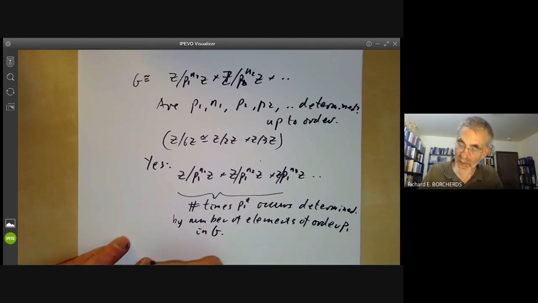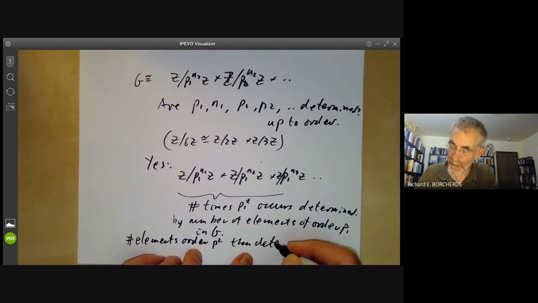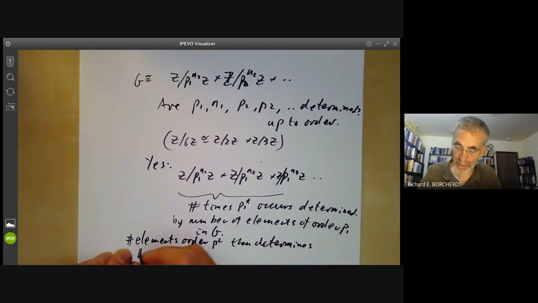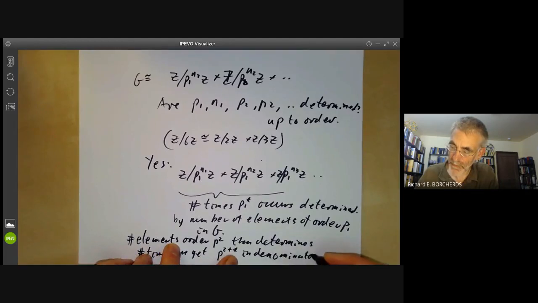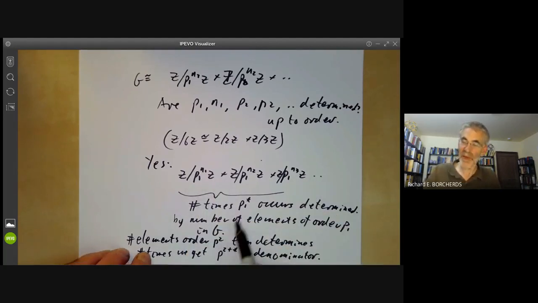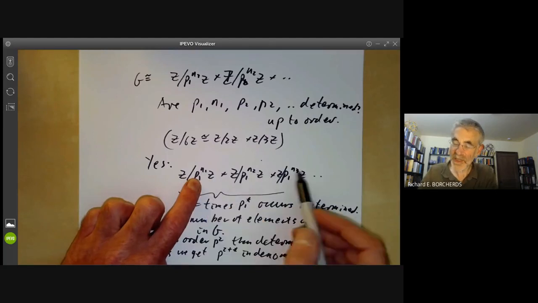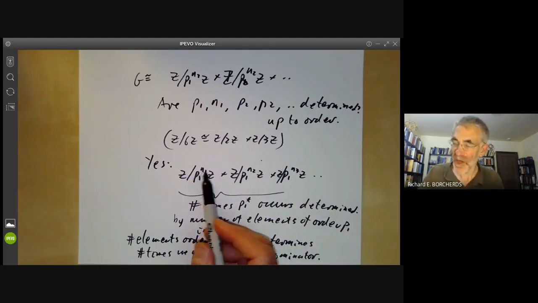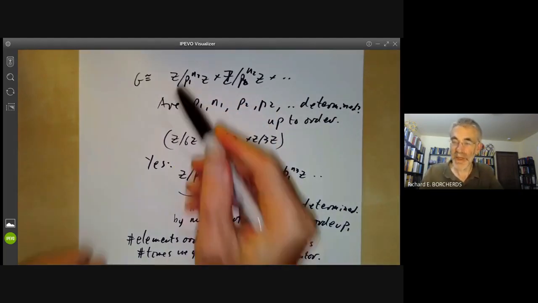And similarly, the number of elements of order p squared then determines the number of times we get p to the 2 plus something in the denominator. If we know the number of times some power of p occurs in the denominator, and we know the number of elements of order p squared, by thinking about it a bit, you'll see you can figure out the number of times we get one of these denominators with the ni at least 2. And by continuing like that, you can figure out the exponents of all prime powers in the group. So the group is uniquely determined by these prime powers.